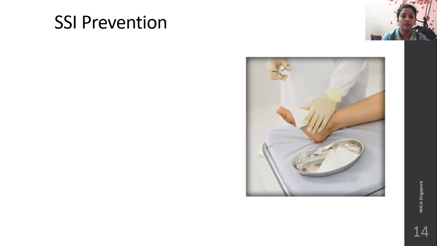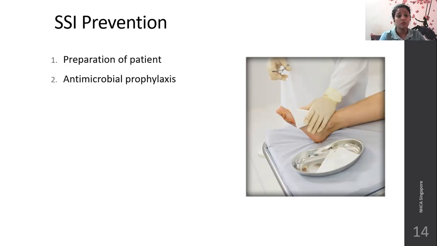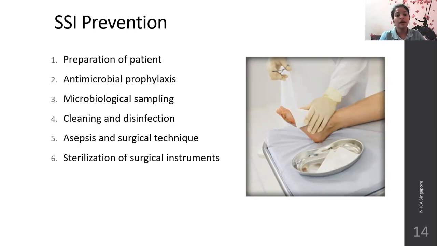Surgical site infection prevention. Preparation of the patient. When you are preparing the patient, you have to identify and treat all infections remote to the surgical site before the elective operation. For example, if the patient is suffering from tuberculosis, the tuberculosis has to be treated. The patient should be smear negative, then go for elective surgery. Next, make sure the hospital stay is as short as possible.